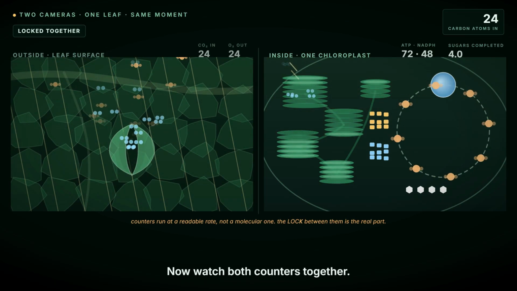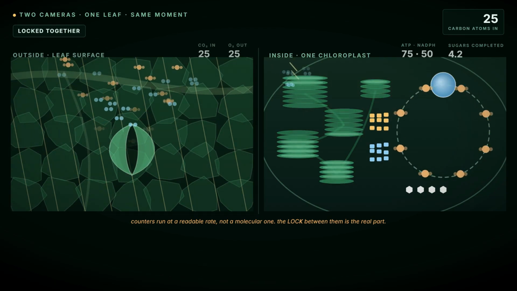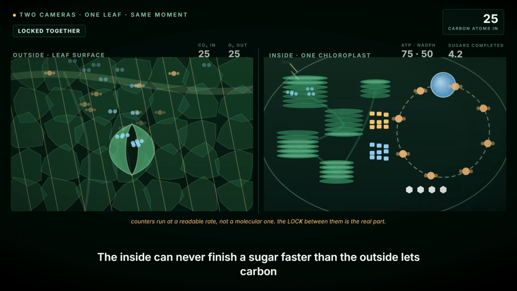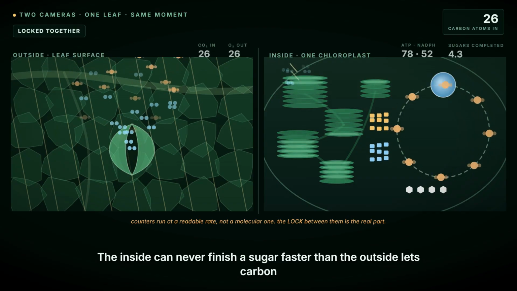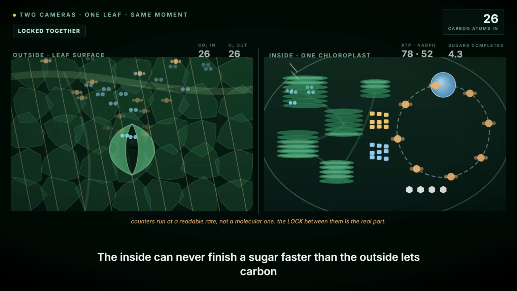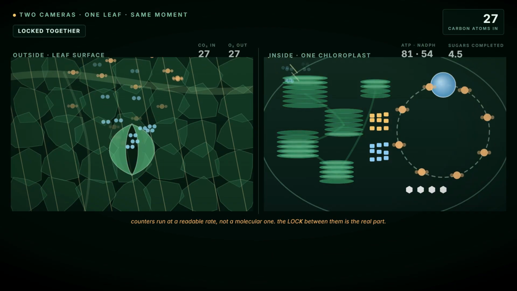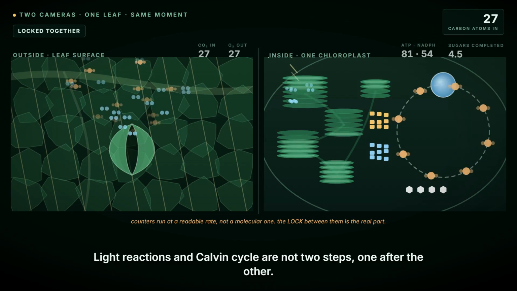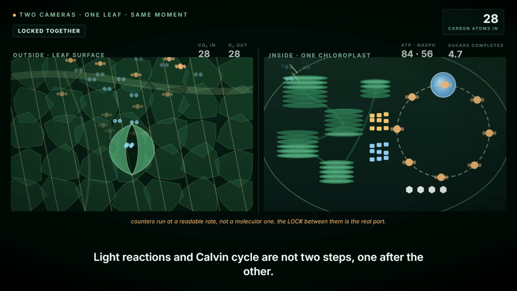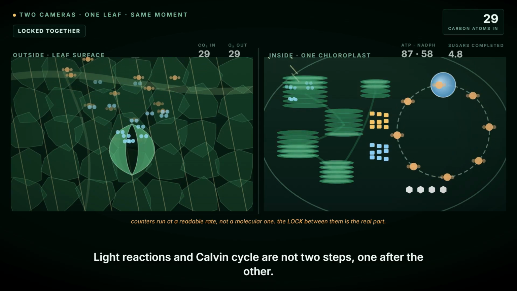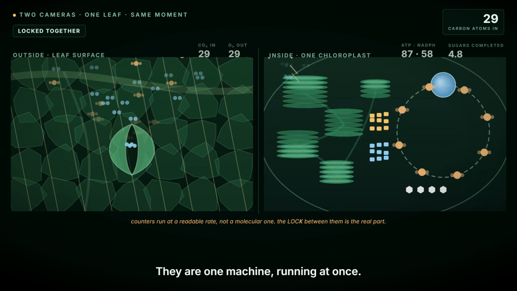Now watch both counters together. The inside can never finish a sugar faster than the outside. Light reactions and Calvin cycle are not 2 steps, one after the other. They are one machine running at once.